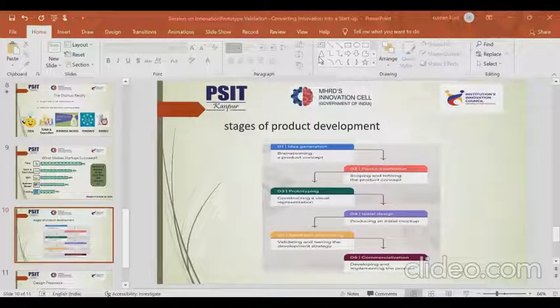Okay, so next is validation and testing. What is validation and testing actually? It is a very important part. To go live with a product, you first need to validate and test. This ensures that every part of the product, from development to marketing, is working effectively before it is released.